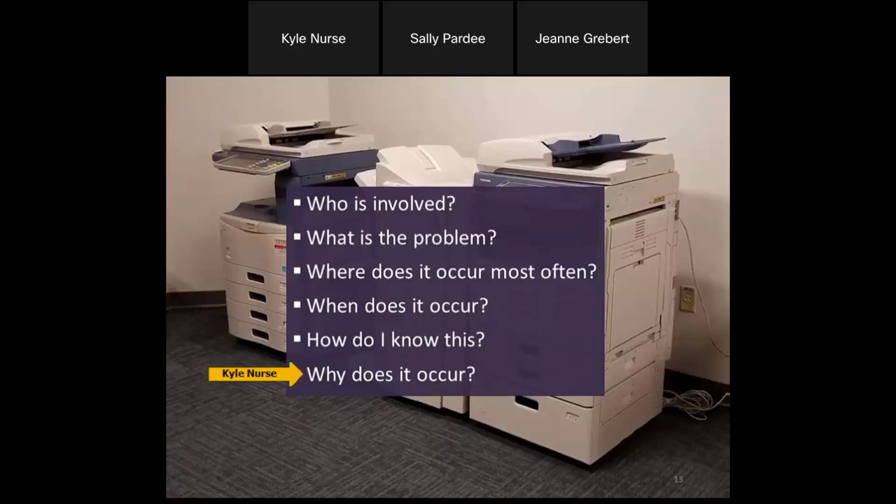Oversight or neglect, lack of understanding regarding staff roles, and so on. We will explore the why in more detail in a moment.